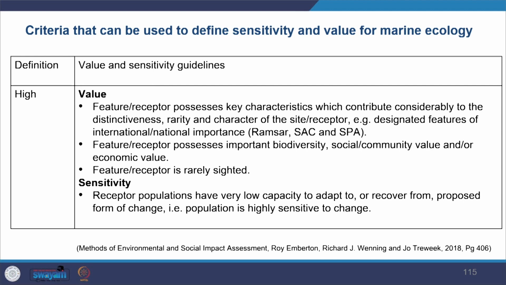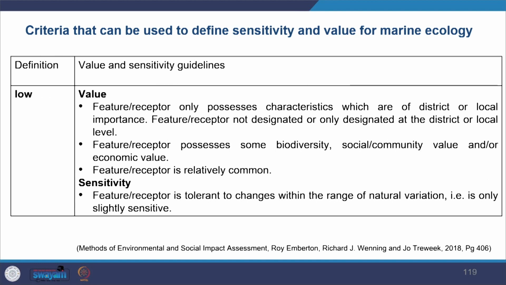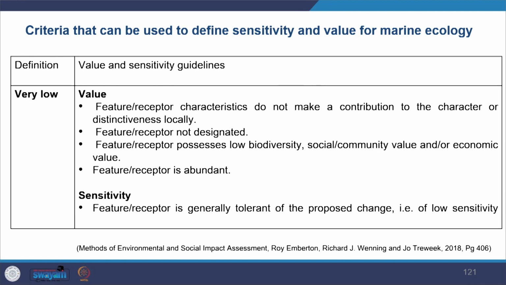Likewise, you will say the impact is medium when the value is relatively low, and sensitivity-wise they have the capacity to accommodate the changes. The impact is low when the values are of local importance and not designated, and sensitivity-wise they are able to tolerate and adapt to the changes, and similarly very low. That is how you would have parameters to evaluate the significance.